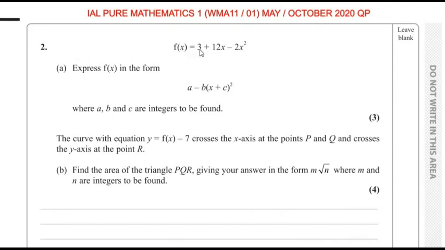f of x is given as 3 plus 12x minus 2x square. Express f of x in the form a minus b(x plus c) the whole square, where a, b and c are integers to be found. Now the given format is the format of the completing the square method. So we have to get f of x in this form. So let us start with part A.